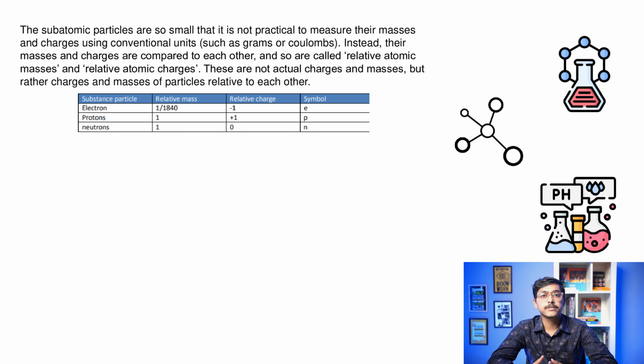The subatomic particles are so small that it is not practical to measure their charges and their masses using conventional units such as grams or coulombs. Therefore, to measure their masses and charges, we compare them, and so these are called relative atomic masses and relative atomic charges. These are not the actual charges and masses, but instead are charges and masses of the particles relative to each other. The table below shows the symbols and the masses and the relative charges of the subatomic particles.